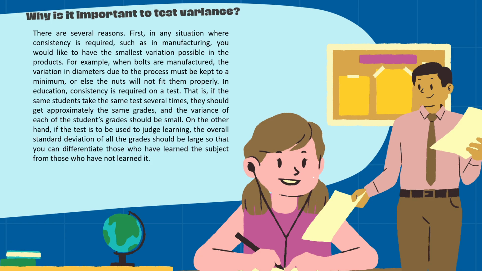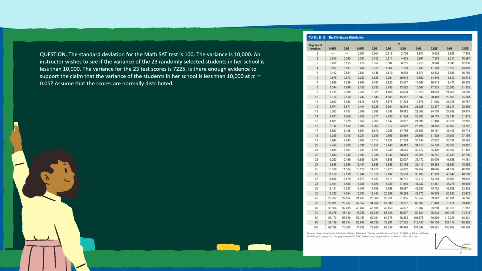In education, consistency is required in a test. That is, if the same students take the same test several times, they should get approximately the same grades, and the variance of each student's grades should be small. On the other hand, if the test is to be used to judge learning, the overall standard deviation of all grades should be large so that you can differentiate those who have learned the subject from those who have not. So those are the reasons it is important to test the variance. First, in education, that is consistency. So let us have question number 1.